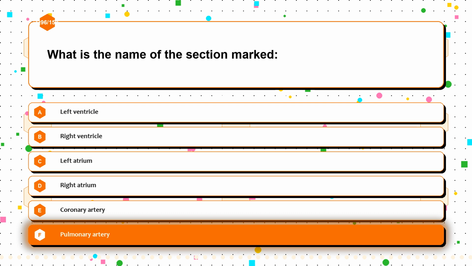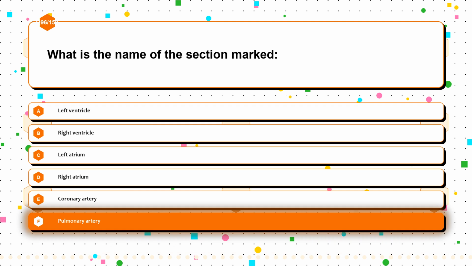The correct answer is option F, pulmonary artery.